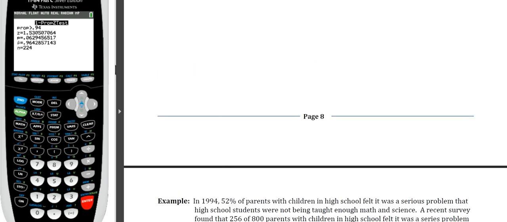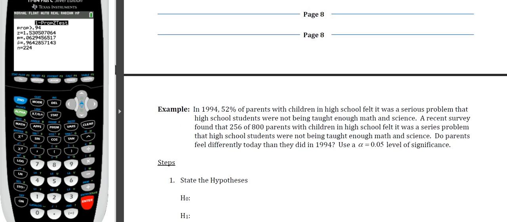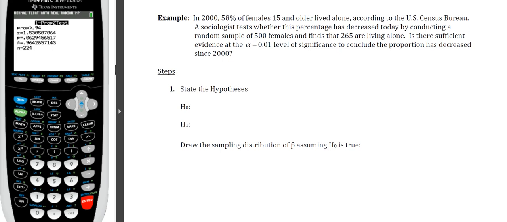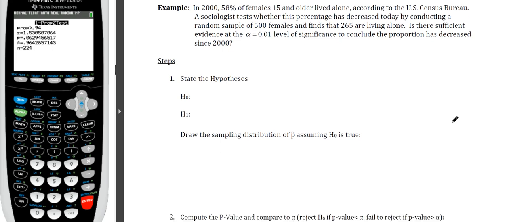All right. So got a couple more pages here, so a couple more examples of these. Let's work through them. Good to see a lot of examples of hypothesis tests. In 2000, 58% of females 15 and older lived alone, according to the U.S. Census Bureau. A sociologist tests whether this percentage has decreased today by conducting a random sample of 500 females and finds that 265 are living alone.